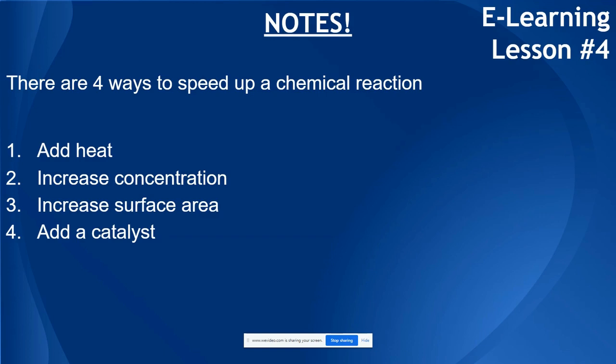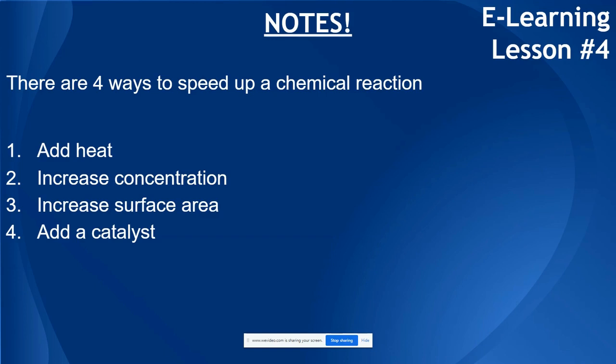So what this is about is a very practical topic, which is how do you speed up a chemical reaction? How do you make something go faster? Or in reverse, how do you make something go slower? So if you want to speed up a chemical reaction, there are 4 things you can do. You can add heat, so you can increase the temperature. You can increase the concentration of the substance that you're putting in.